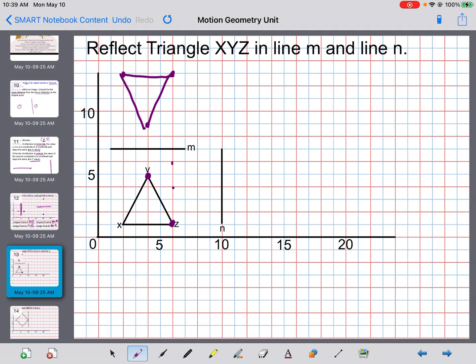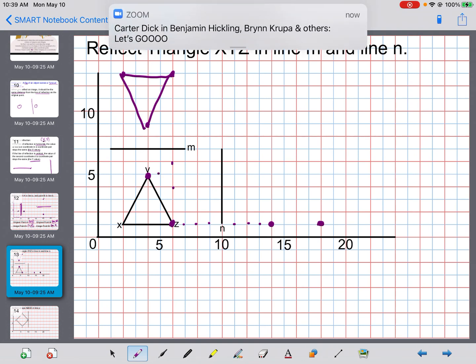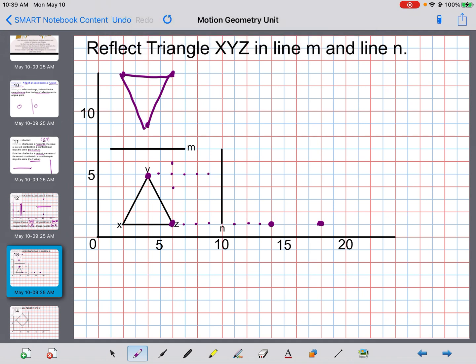Okay, and I'm going to do the same thing for a reflection in the line N. So Z is 1, 2, 3, 4 units away. So 1, 2, 3, and there's my Z right there. X is another 4 units from that, so there's my X. And then Y is 1, 2, 3, 4, 5, 6 points away right there. And we connect the dots to form our triangle.